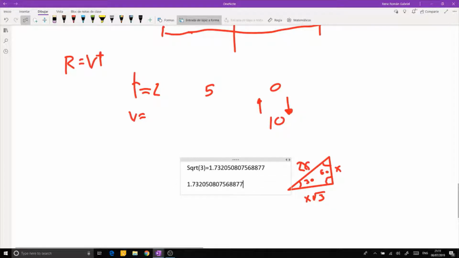And then again, we multiply times 10. Rounded up, that would be 17.32. So our answer would be 17.32 meters, because they ask us a distance. And that's it.